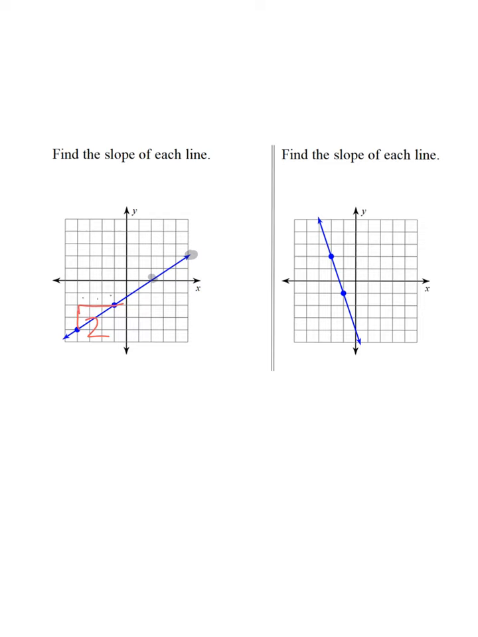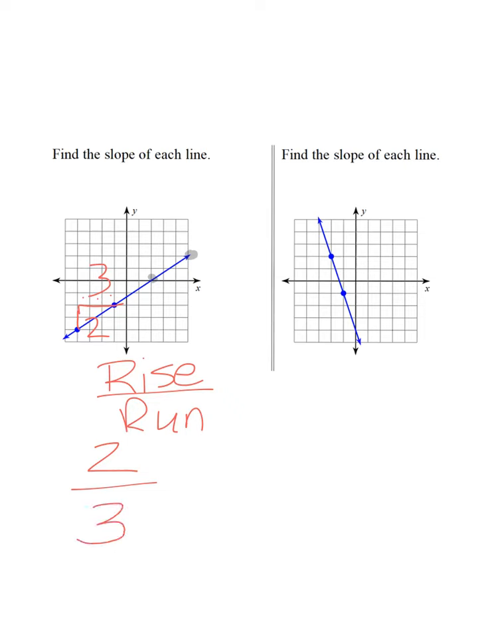So that's a 3. Now I need to remember that slope is rise over run. So that means my height over my length. Rise is up and down, so that would be height. Well, my height is a 2, and my run, or my length, is a 3. So far I know my slope is 2 over 3.